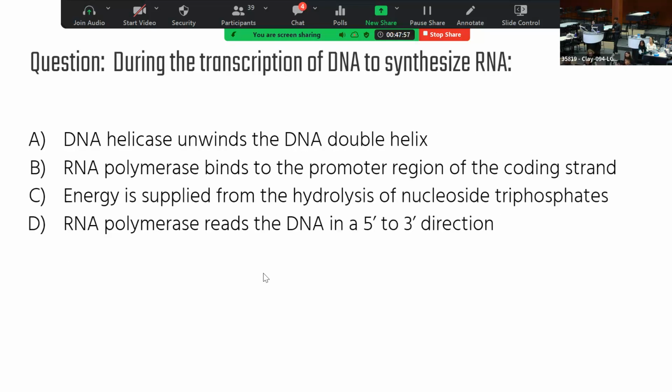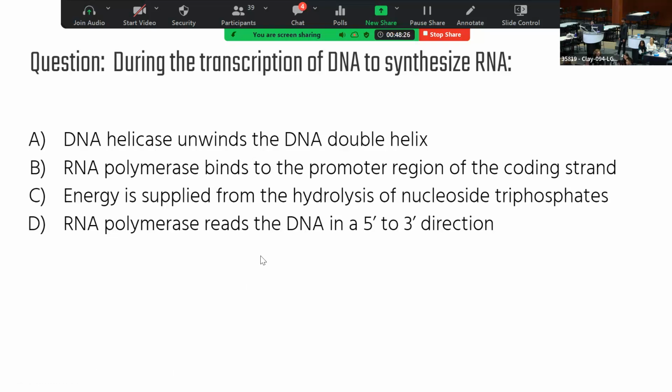Okay, during the transcription of DNA to synthesize RNA, table in front of me here, can you give me an answer? Yeah, C. So energy is supplied from the hydrolysis of nucleotide triphosphates. So hopefully you just know the rest of them are wrong as well.